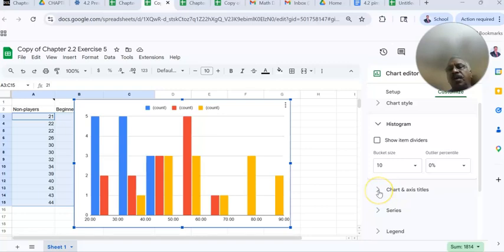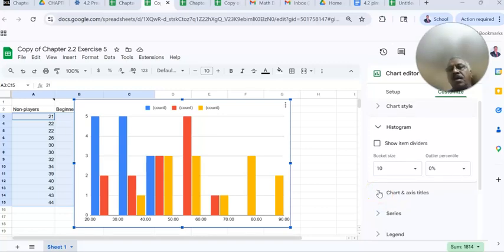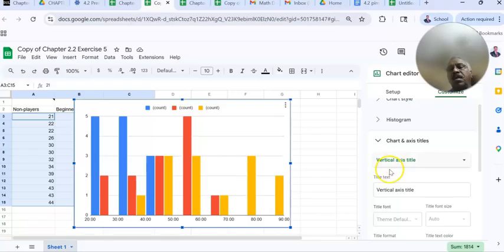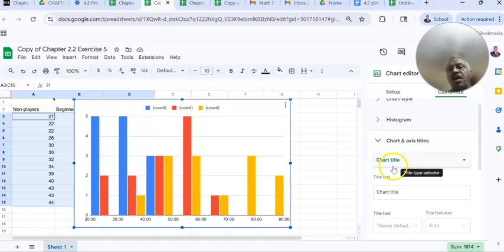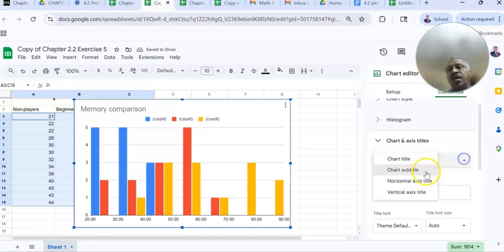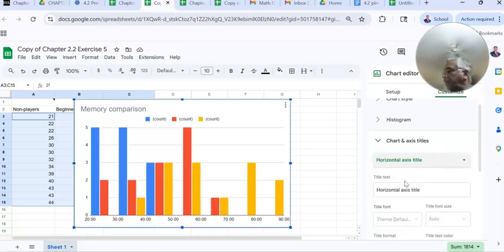A few changes we have to do here. First, let's name the chart. Where is that? So yeah, let's name the chart title. We can name it memory comparison. Okay, and then we can also change the horizontal axis title to number of pieces recalled.